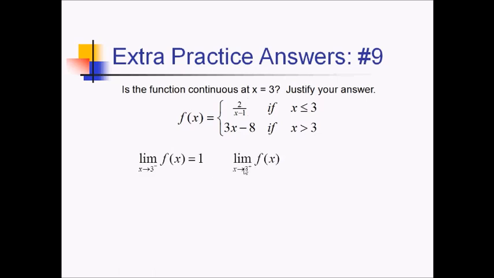For the right side limit, we use the rule for approaching from the right with x greater than 3, so we're going to have 3 times 3, which is 9, minus 8 gives me 1. And then finally, f of 3 is going to use the first rule again, because x is exactly 3. So that's again going to be 1, the same as the left side limit. Since our limit at 3 matches our function value at 3, this function is continuous at x equals 3.